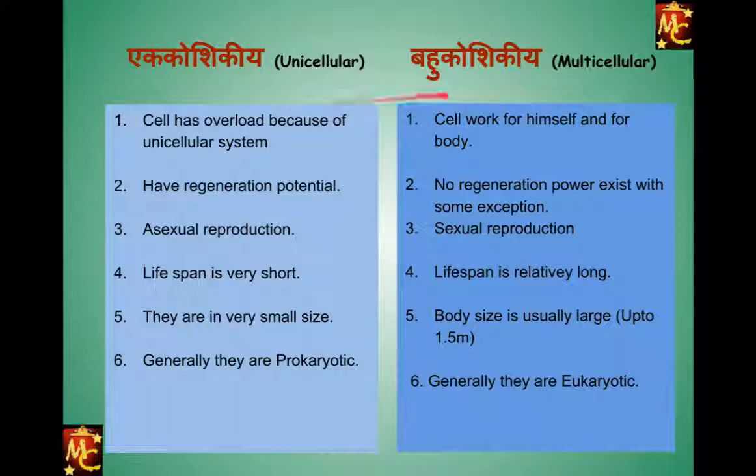However, in a multicellular organism, cells work for themselves and for the body. They have many cells, so most of the cells are specific for particular work. For example, retina cells are for viewing. For example, liver cells are for digestion. And for example, brain cells are for neuronal activity, thinking and so on. So cells work for themselves and they also partly work for the body.